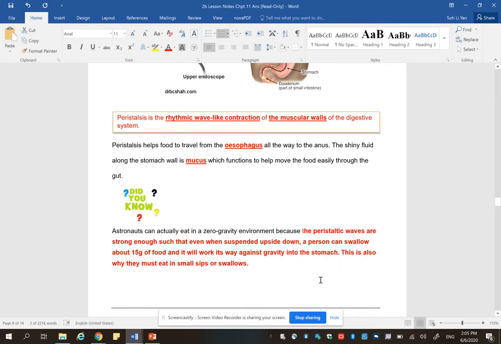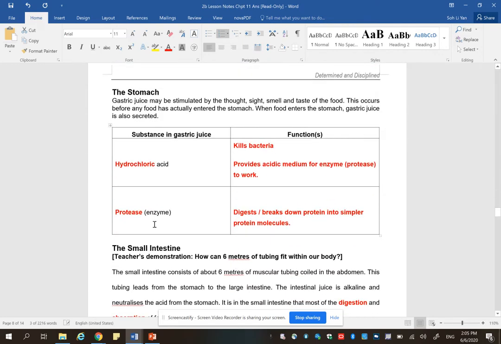And for information, a person can swallow about 15 gram of food, and due to peristalsis, it can work against gravity, and we can swallow the food down. So it's important that we must eat in small sips. Don't eat too much lah. All right. Okay. So let's move on to the stomach.